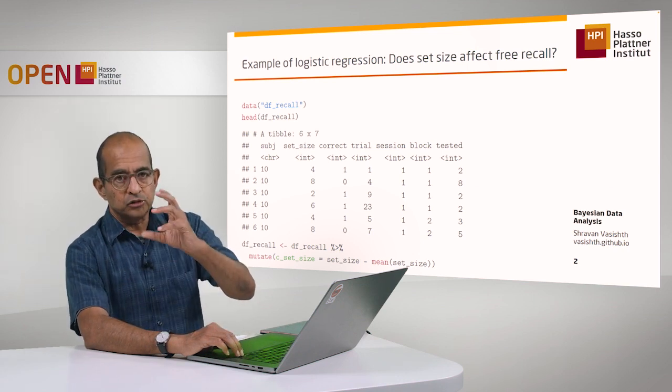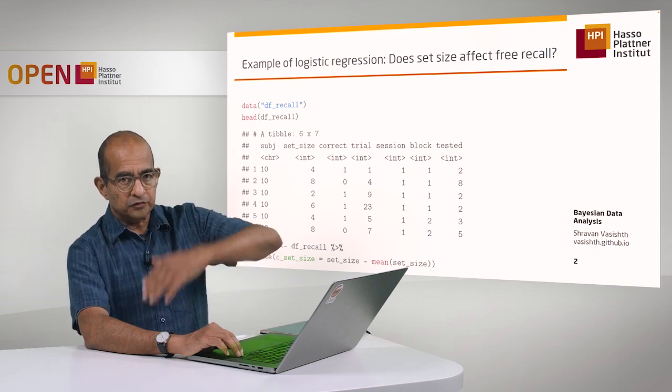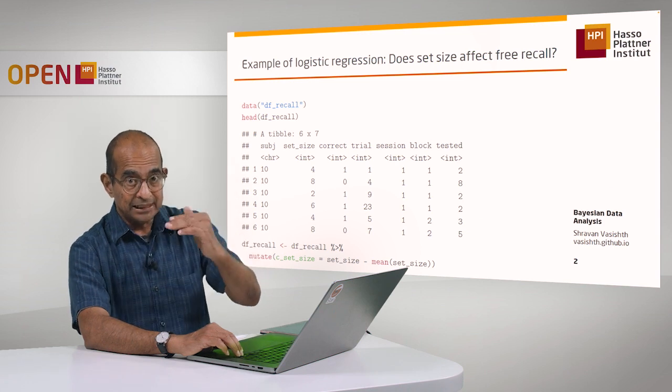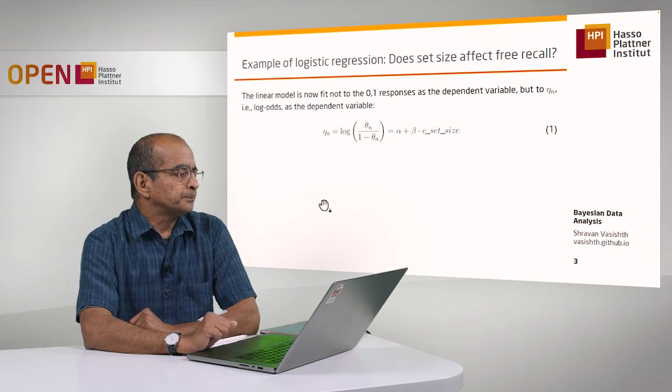So these centered values can be negative or positive, and the mean of this vector of centered set size will be 0, and that represents the mean set size. Okay. All right, so what does the model look like?